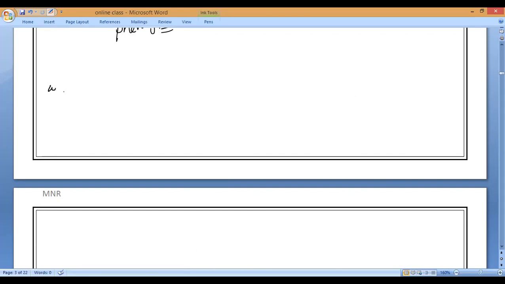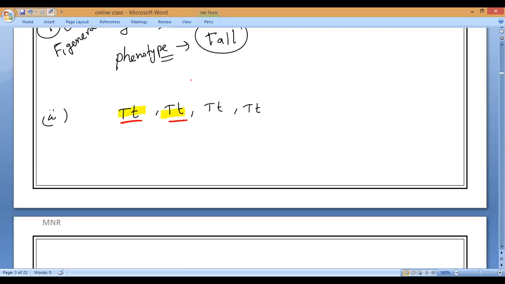Now, as we know, all the plants in the F1 generation are capital T, small t, capital T, small t, capital T, small t, and capital T, small t. So he selected any two of them, your choice, either the first two, last two or middle two, because everywhere the genotype is the same. So he selected two tall plants from the F1 generation, and he is going to cross them and observe the results.